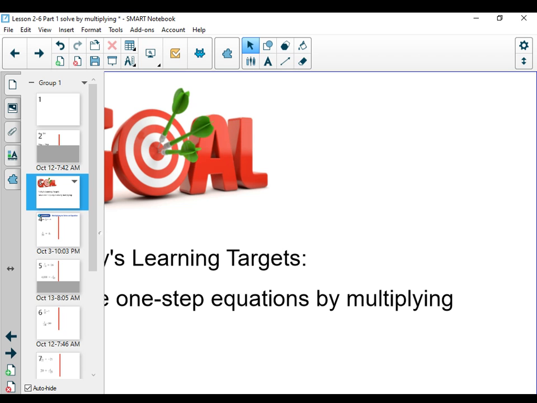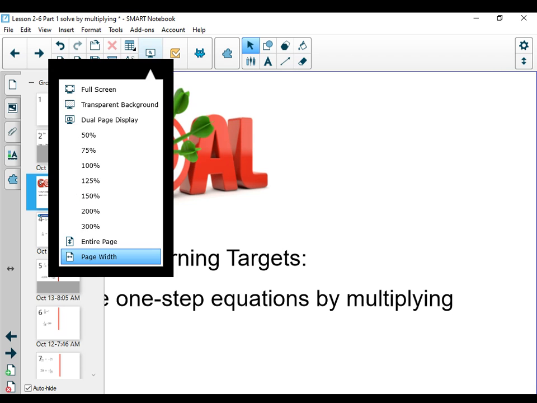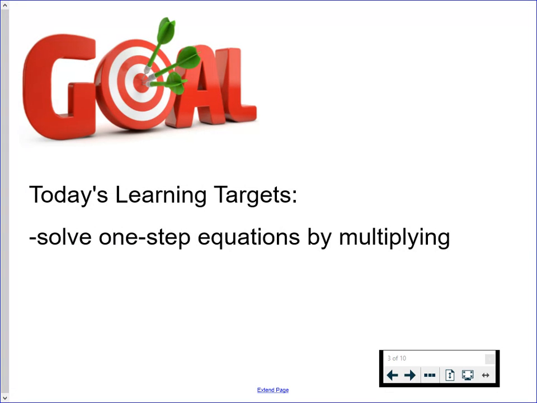Welcome to day 3 of solving equations. Equations, I know, are going to have an equal sign. And today we are solving by multiplying. If you don't have your notes out, this would be a good time to get them out.